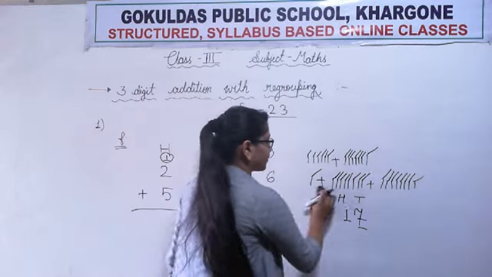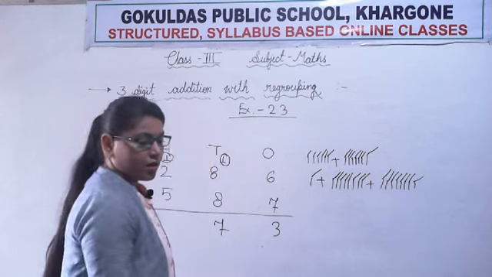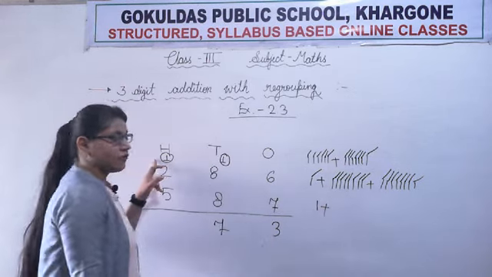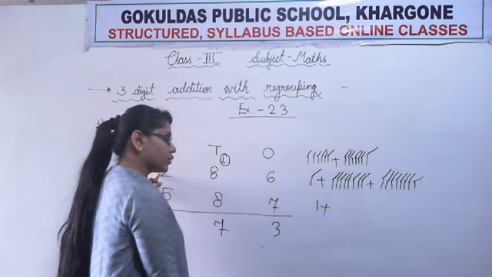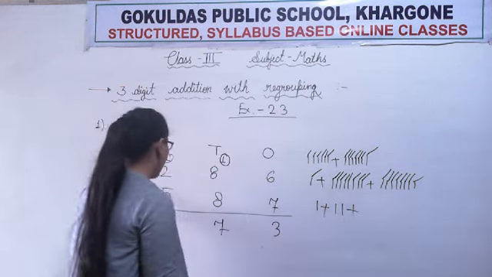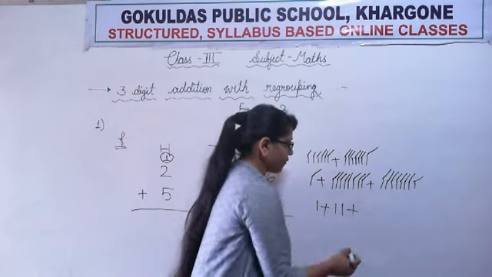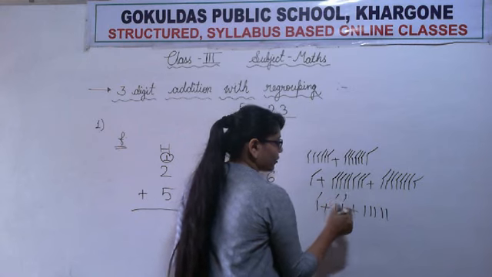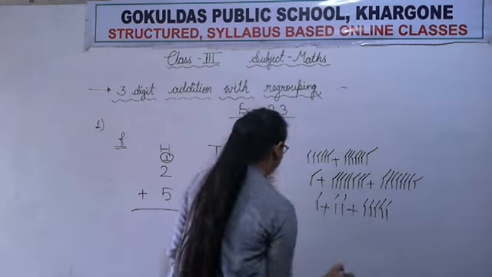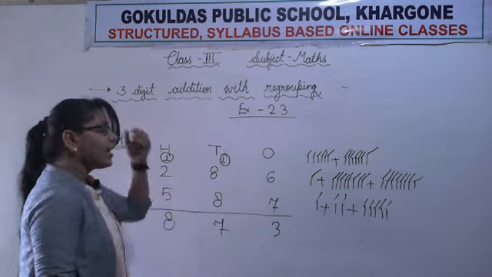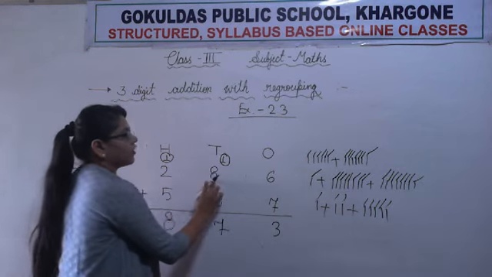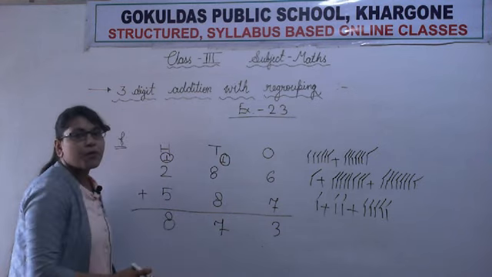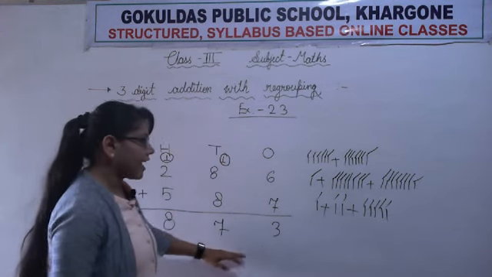Now, in the hundreds column, the very first number is 1 which is in the form of carry. Now, the second number is 2 and the last number is 5. Now, let's add them all. 1, 2, 3, 4, 5, 6, 7 and 8. So, we will write the number 8 here. So, our first addend was 286, second addend 587 and our sum or total is 873.